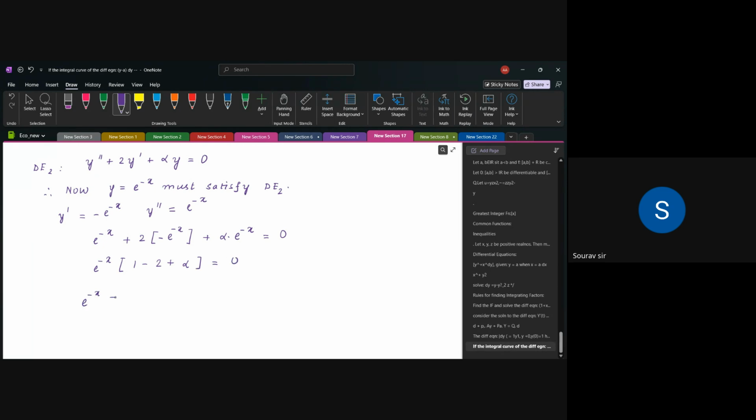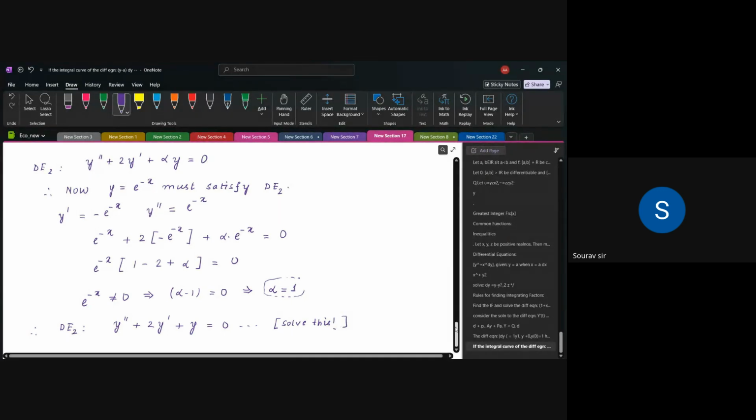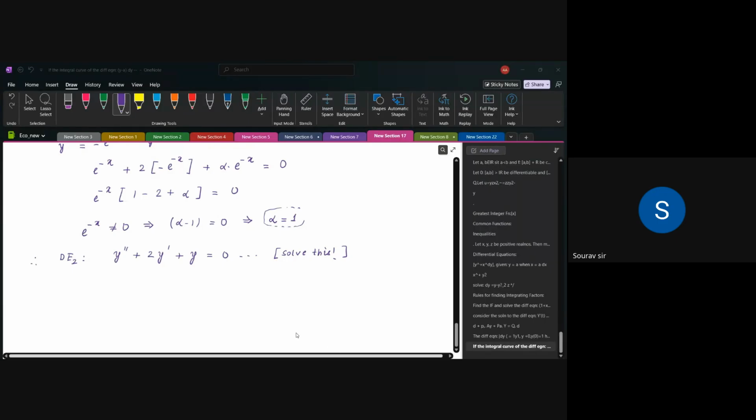E raised to the power minus x is not 0. That means alpha minus 1 is 0. So alpha is 1. Correct. So that means your D2 is nothing but y double dash plus 2y dash plus y is equal to 0. Now we need to solve this once we have obtained alpha. So how to solve this? Does anybody remember?